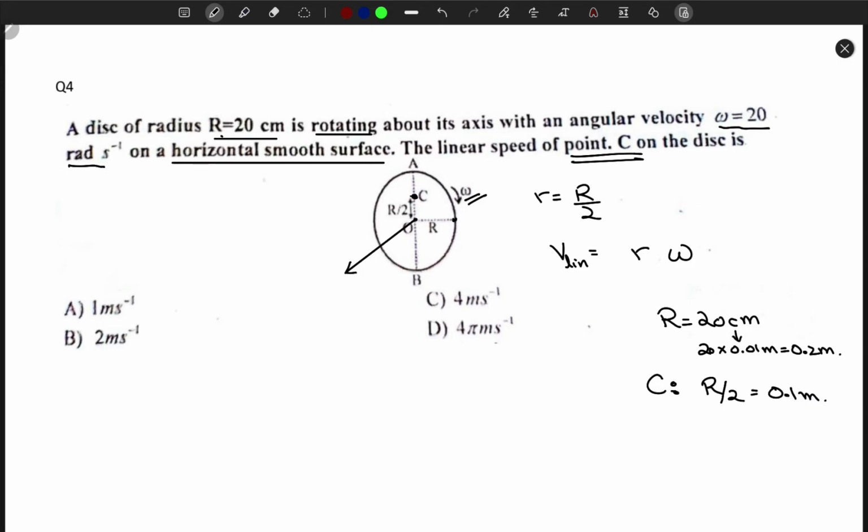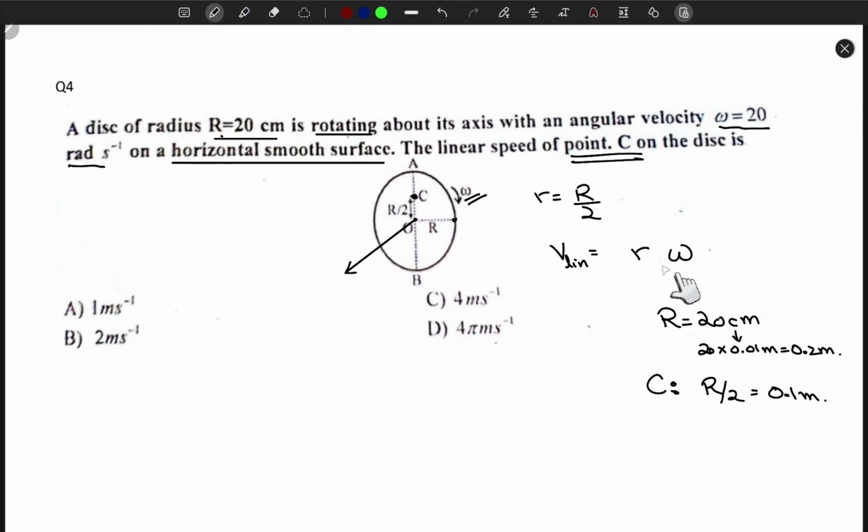Now, also remember from the lecture that we did on circular motion, omega does not change at any point on this circle. So it's going to remain constant on all the points, right? Whether they're on the surface or they're inside. So omega is what? Omega is 20 radians per second. So that's the angular velocity.